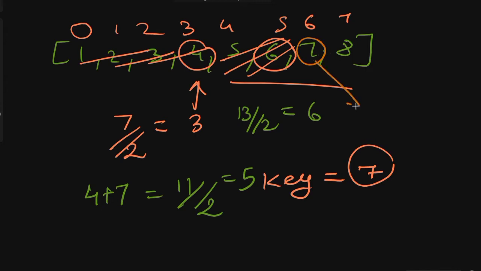So I will check whether the key value is same or not. So here I can see 7 matches the key value. So I can return this index, which is the 6.